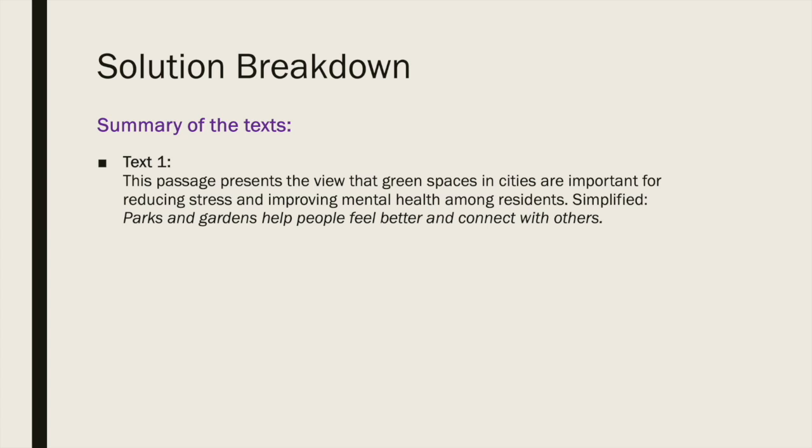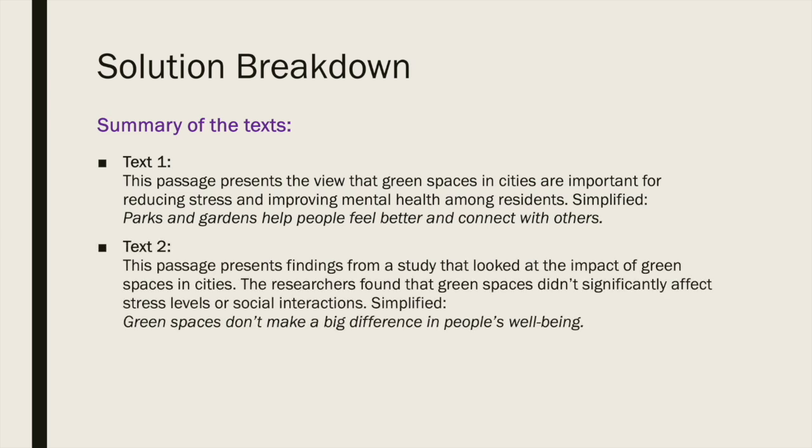So now for a breakdown of the solution, we first make a summary of both the texts. So for text 1, we have the passage which presents the view that green spaces in cities are important for reducing stress and improving mental health among residents. Now, the simplified version of this is that parks and gardens help people feel better and connect with others. Similarly, for text 2, this passage presents findings from a study that looked at the impact of green spaces in cities. The researchers found that green spaces didn't significantly affect stress levels or social interactions. Now, the simplified version of this is that green spaces don't make a big difference in people's well-being.